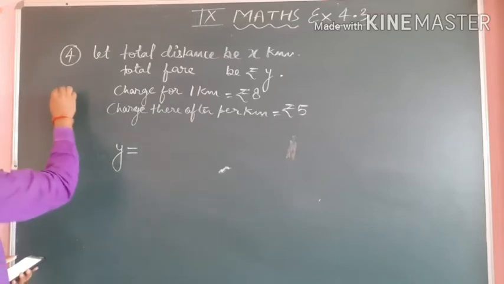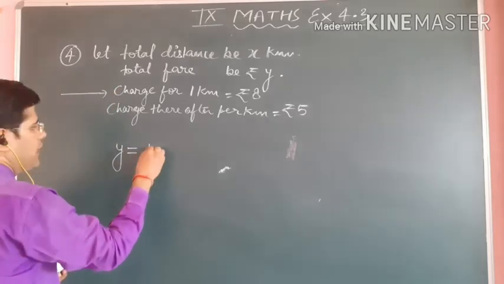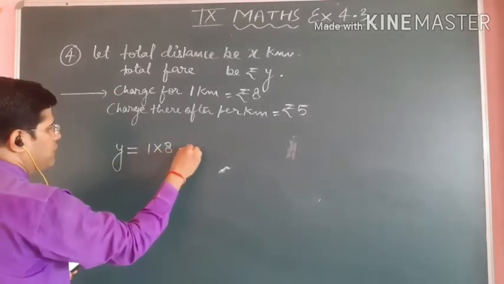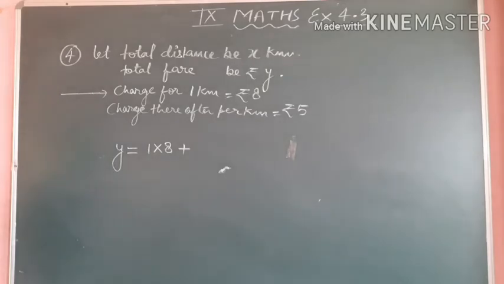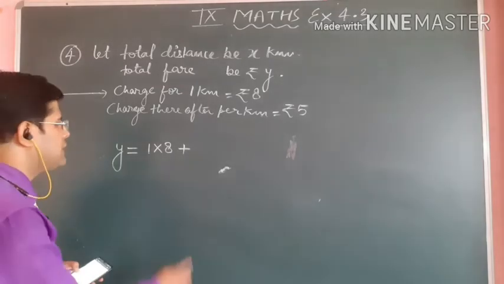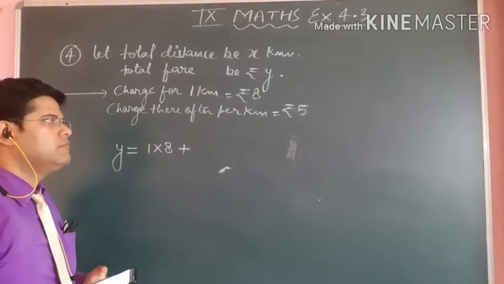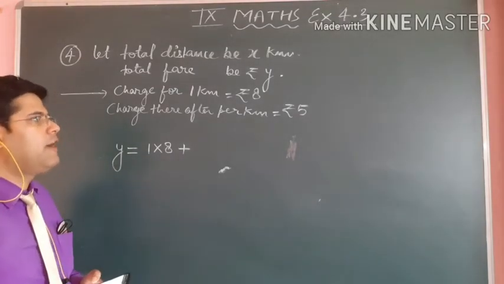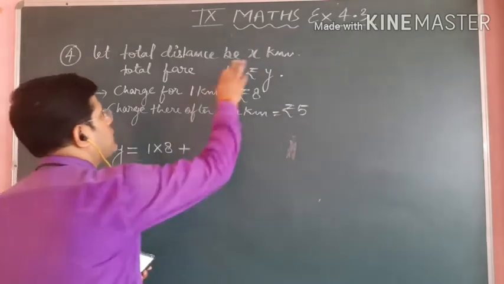The first kilometer charge is ₹8. We have paid ₹8 for the first kilometer. If we have to travel a total of x kilometers, how much distance is left after 1 kilometer? If the total distance is x, then we have only x minus 1 kilometer left. So the 1 kilometer we have already traveled, we have to subtract from the total distance.